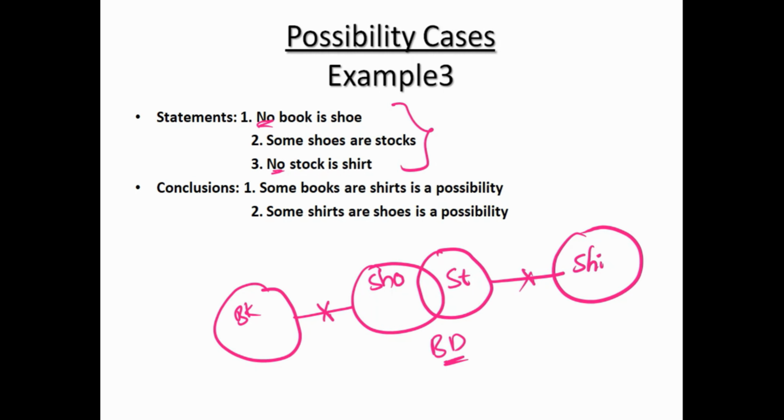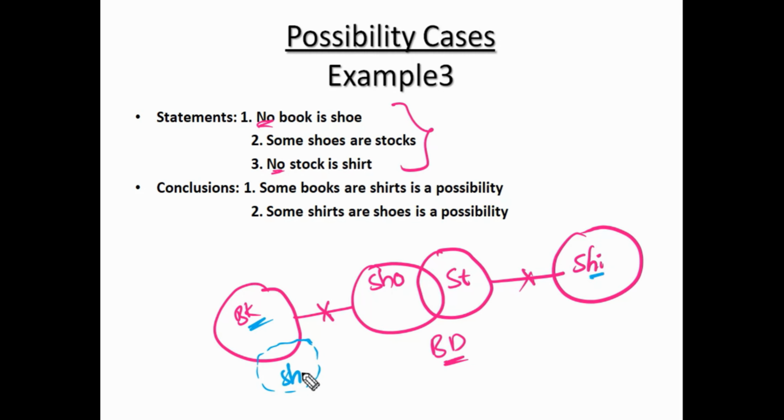From this diagram, see, some books are shirts is a possibility. Is it a possibility or not? See here, between book and shirt there is no constraint, which means between book and shirt everything is possible. So I'm drawing an alternative diagram. Instead of drawing shirt here, can I draw shirt here?